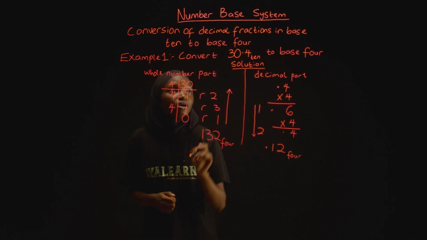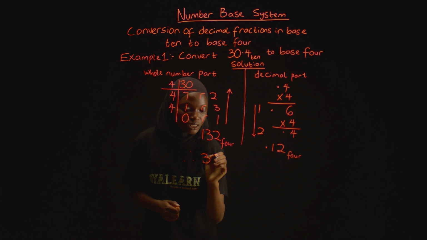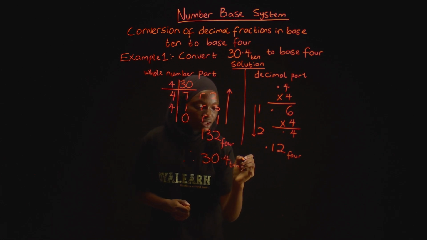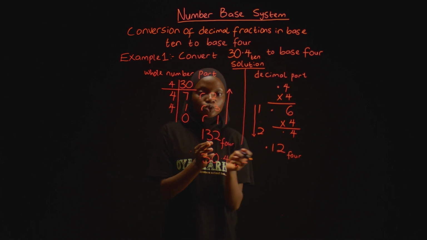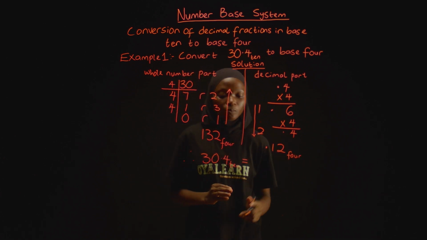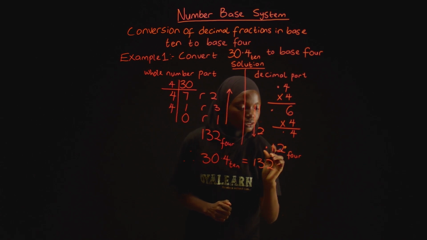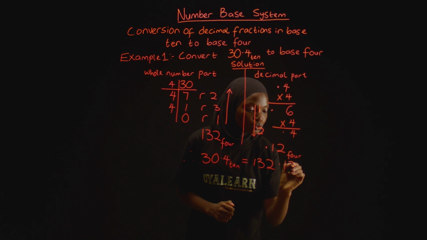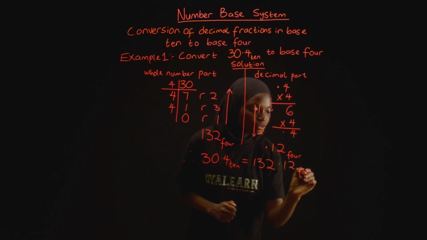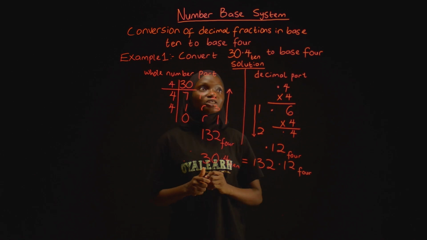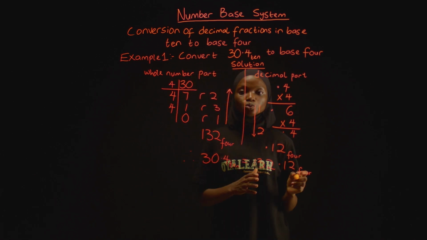This means that our 30.4 base 10 equals, combine the two results for the whole number part and decimal part, 132 points, the decimal part 12 base 4. And that's how to convert decimal fractions in whole number to base 4.